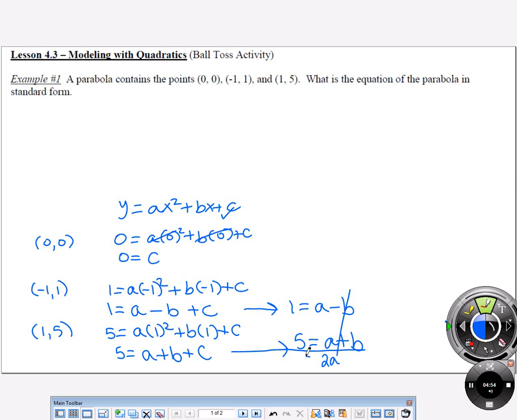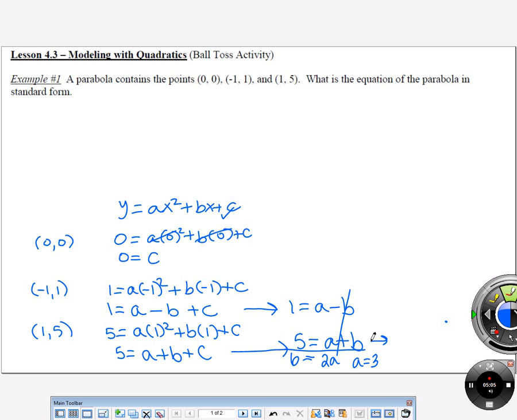So I get 2A equals 6, which means that A is 3. Once I know that A is 3, I can plug that back into one of the equations. Let's say I choose to use this one to solve for B, and I would get that B is 2.